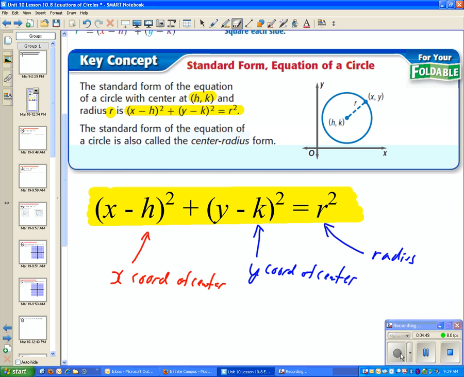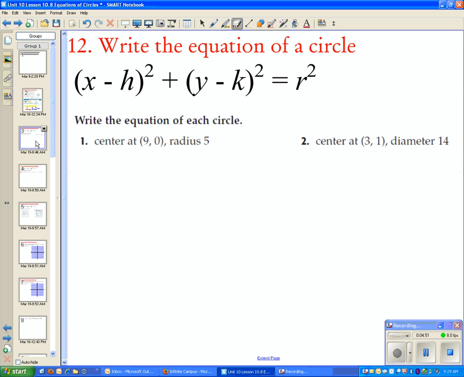All right, let's see if we can use it. So we're going to write equations. So turn to page 746. Now let's get started on your assignment.